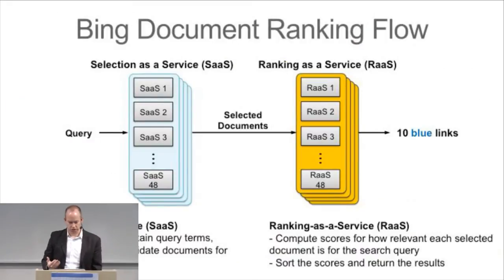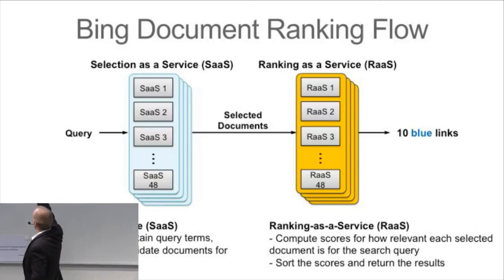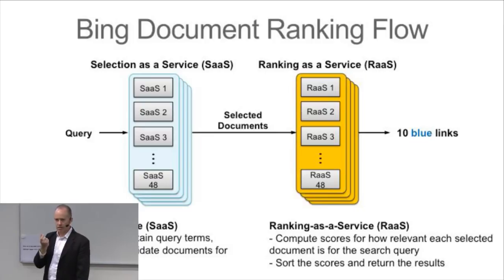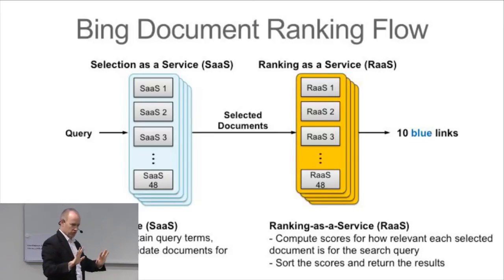Okay, so now physically, the L0 and L1 is what we call selection. They take the query, and they boil that down to a very small number of documents. They select, say, 4 documents per server from the whole index, and that runs on one set of servers. Then there's ranking, which takes that small number of documents and assigns them a score. That's running on a different set of servers. So these are services now.